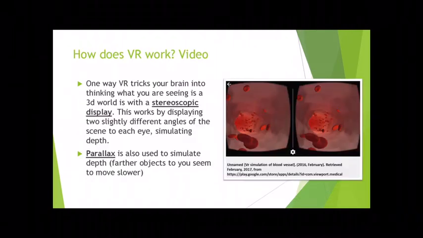How does VR work? Video. One way VR tricks your brain into thinking what you are seeing is a 3D world is with a stereoscopic display. This works by displaying two slightly different angles of the scene to each eye, simulating the way we see. Parallax is also used to simulate depth: farther objects appear to move slower.